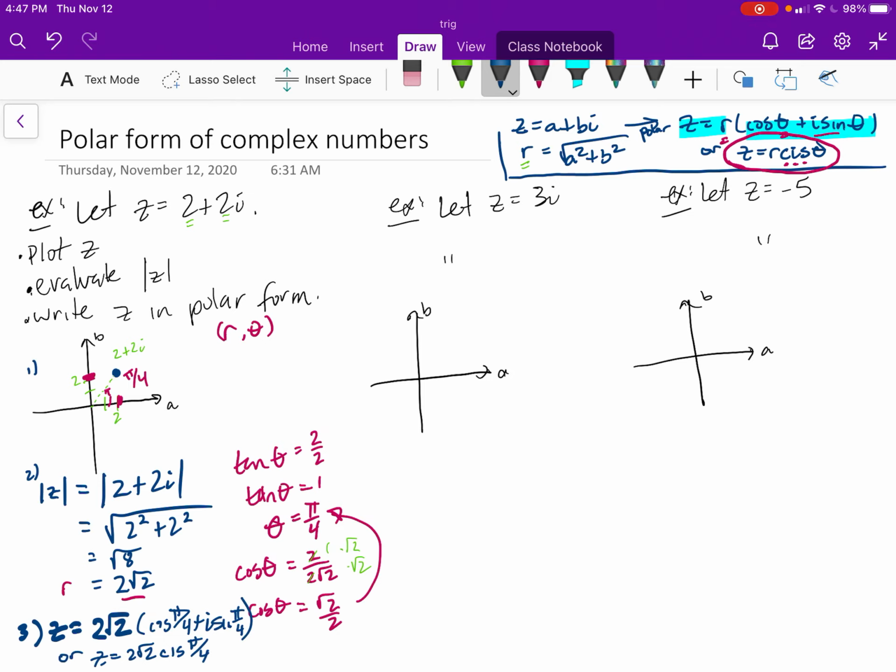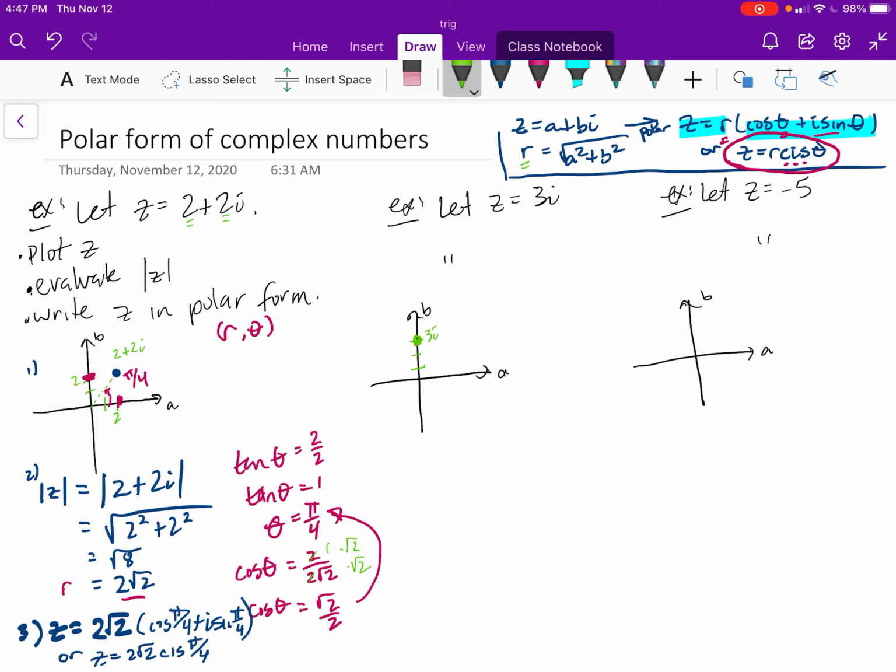All right, the next two are going to go quicker. One, because we just discussed how to do these. So some of the breakdown is easier, but also these are more trivial, I guess. z equals 3i. All right, first we'll plot it. So we go up 3 on the imaginary axis. So there is the point 3i.